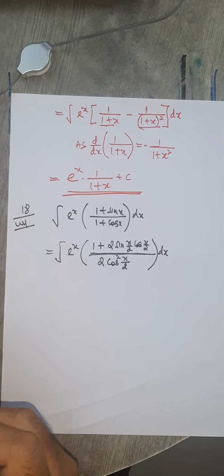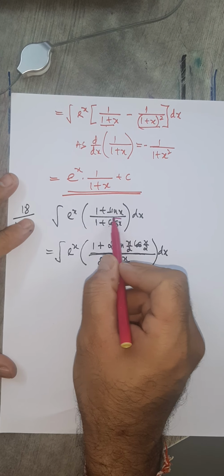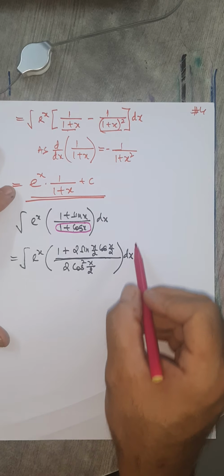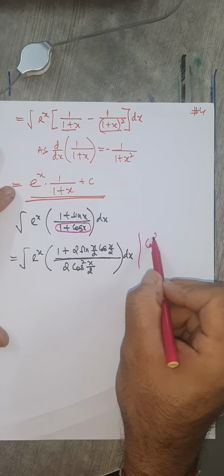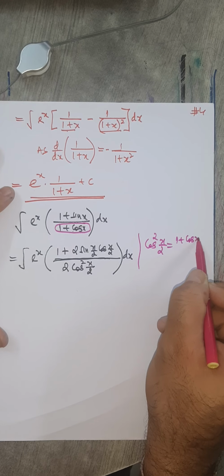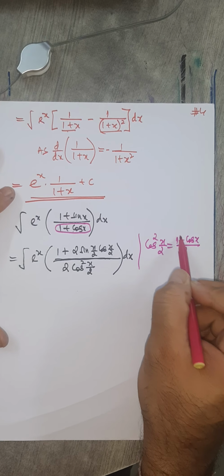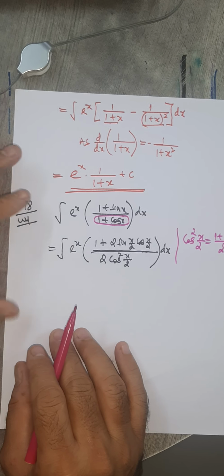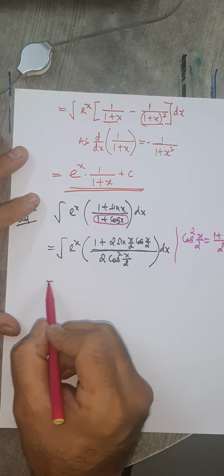First, I've reduced the denominator expression into a single term. So you know this is the double angle formula here. This is 2 cos square x by 2. Just recall this: cos square x by 2 is (1 plus cos x) the whole by 2. I have placed this value, you know it very well. Okay, now do individual division.